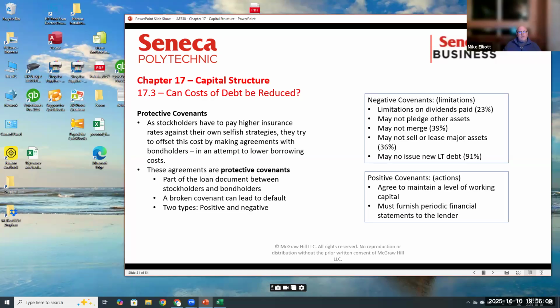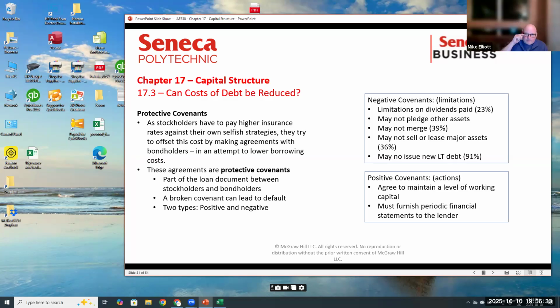And if we've done a debt issue with me, you can't do debt issues with anyone else. How common are these? 23% of the time, there are limitations on dividends that are paid. 39% of the time, you can't merge. 36% of the time, don't touch any more assets because I've got claims on them all. And can't issue more debt, that's 91% of the time. So covenants are real. They exist and they're at play all the time.